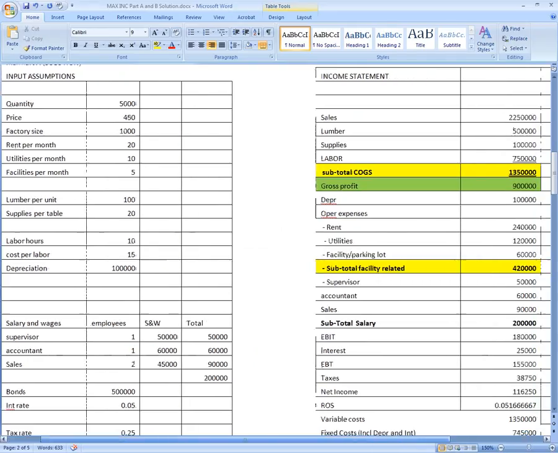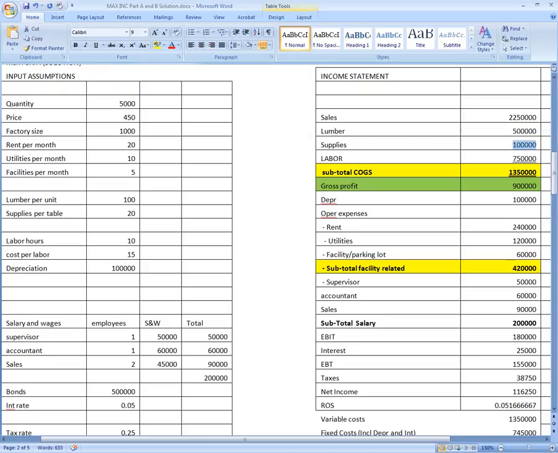So the way my Excel spreadsheet would go is that I would take quantity, which is 5,000, multiplied by the price, which is $450, and that would be this number right here. So the formula in Excel will be that we take the quantity and the price, and we get that number. Now, as far as the lumber cost, it is $100 per piece times the quantity. So this cell in the Excel spreadsheet should be the lumber unit cost times the quantity, which is 5,000. If you take this times this, you'll get this number right here.